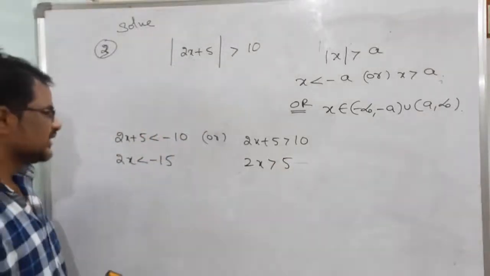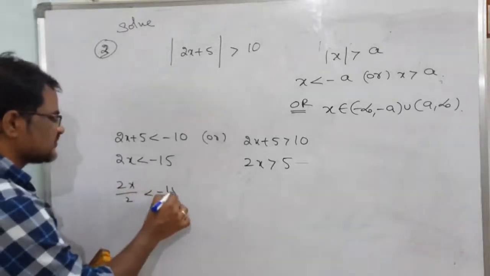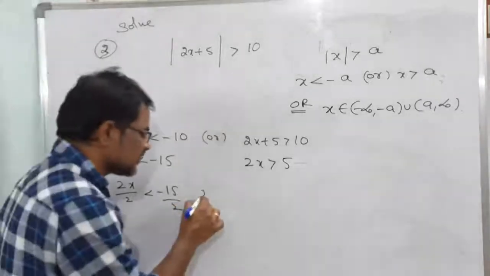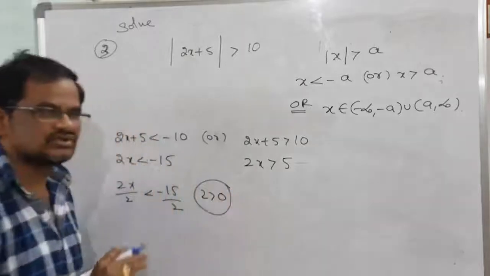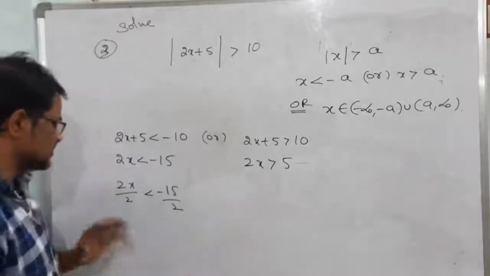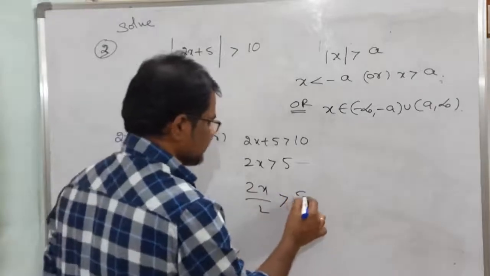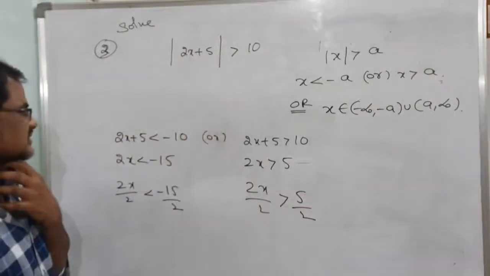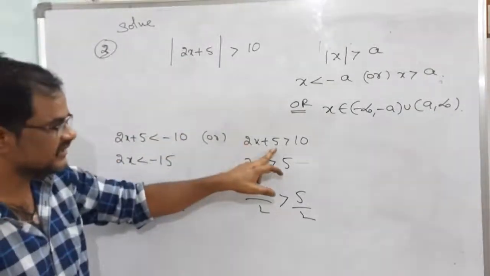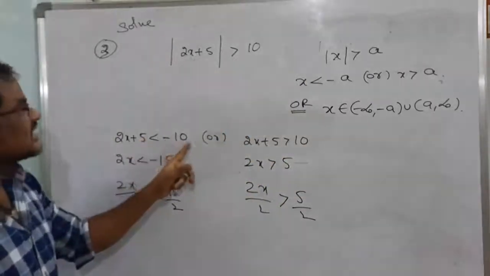Next what do we have to do? Dividing by 2. So 2x by 2 less than minus 15 by 2. Once again listen here. Here dividing by 2, where 2 greater than 0 means a positive real number, so it will not affect this inequality. The inequality does not change. Now here also 2x by 2 greater than 5 by 2. Right? So once again listen. Here 2x plus 5 less than minus 10 and 2x plus 5 greater than 10 by that condition. Now if you take this side, what will we get?